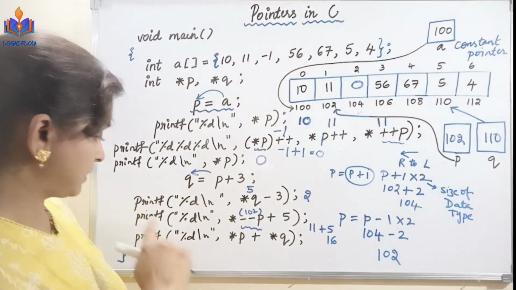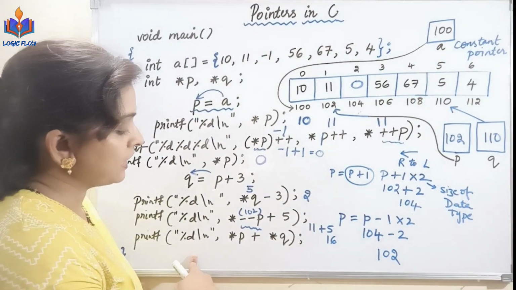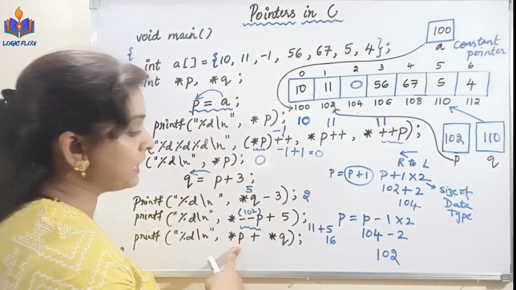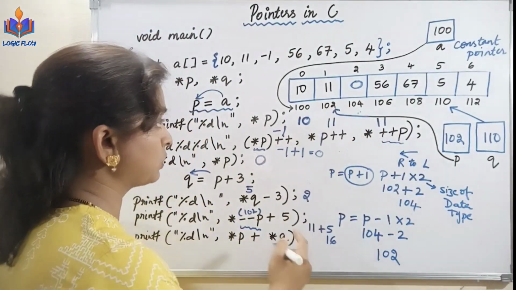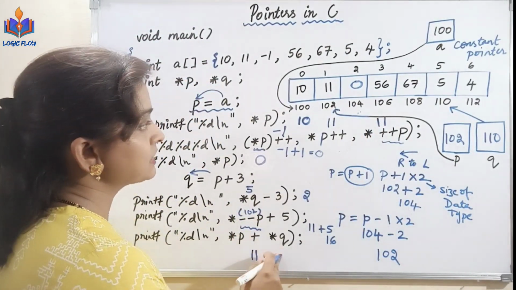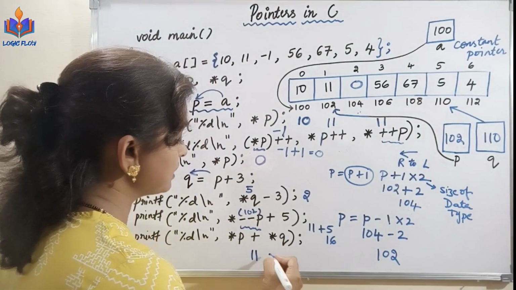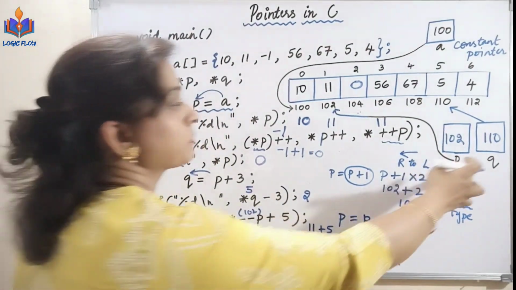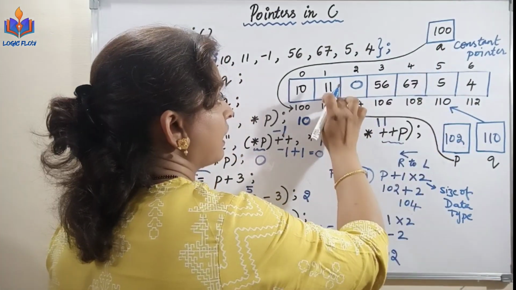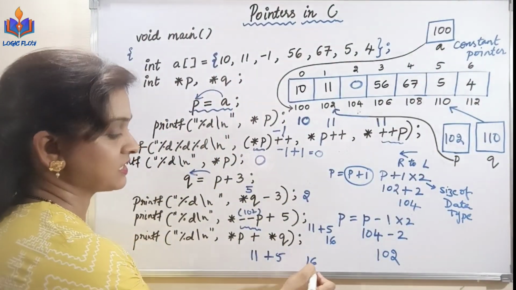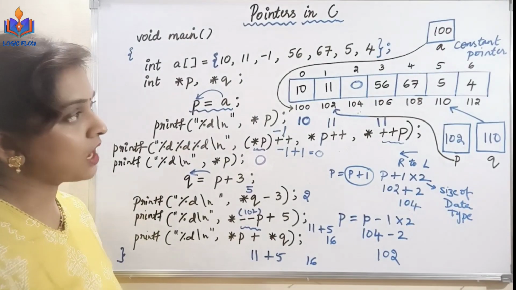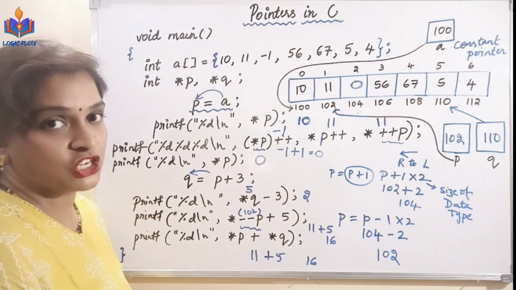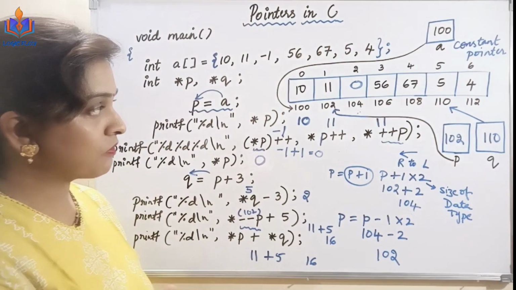Next, printf %d asterisk P plus asterisk Q. Very simple. Value at the location P: P is pointing to 102, that is 11, plus the value at the location Q, which is 5. Again 11 plus 5 for this line also. Q is pointing to 110, it is 5. 11 plus 5 is 16. So this is how you have to interpret pointer incrementation and decrementation. Hope you have understood this.